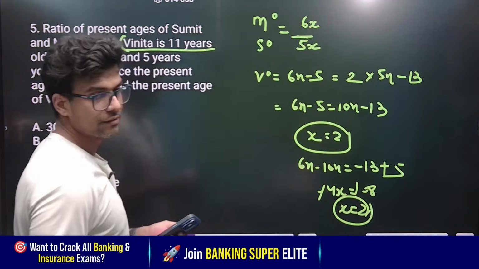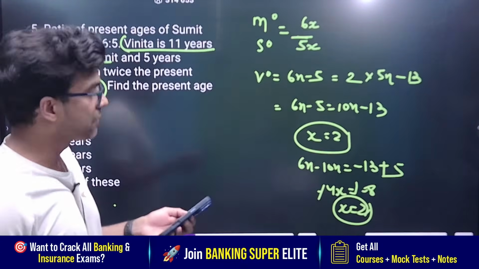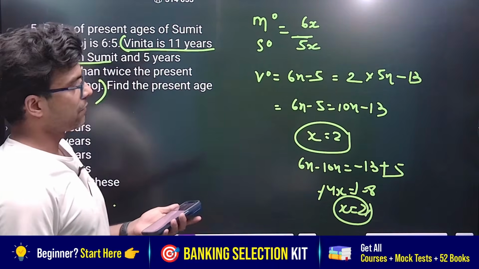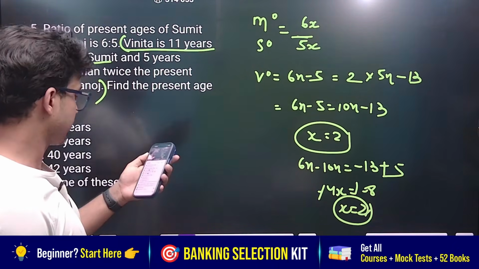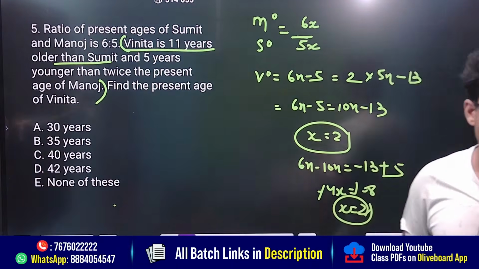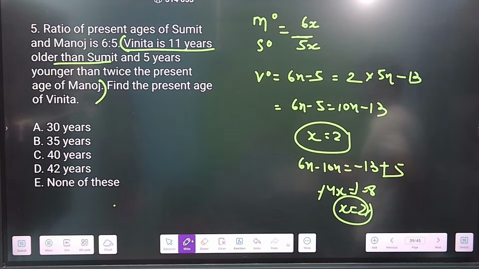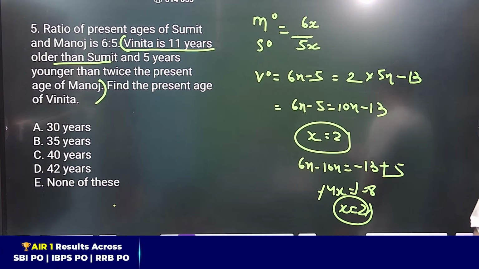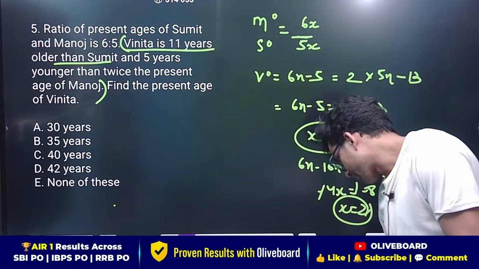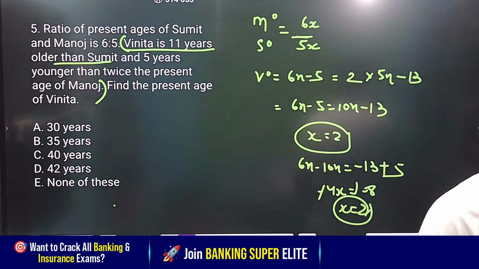If x value is 2, they are asking to find the present age of Vinita. Present age of Vinita would be how much? 35? What is the present age of Vinita then? 35. Come on, we did it. If you find out the value of x, now I think you can answer the question.